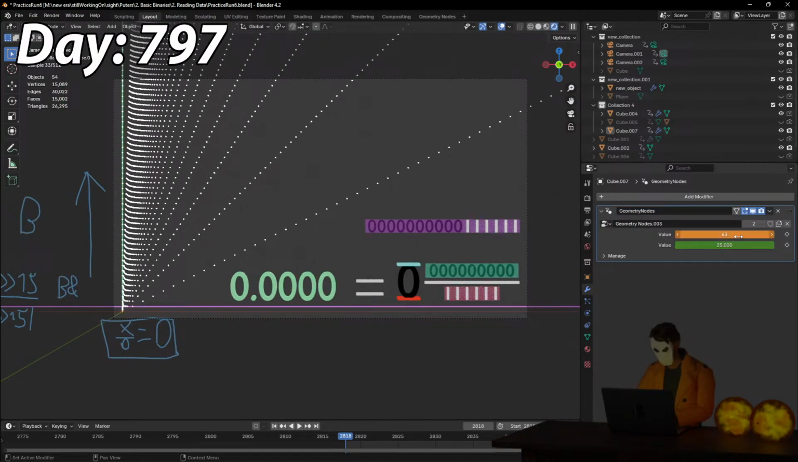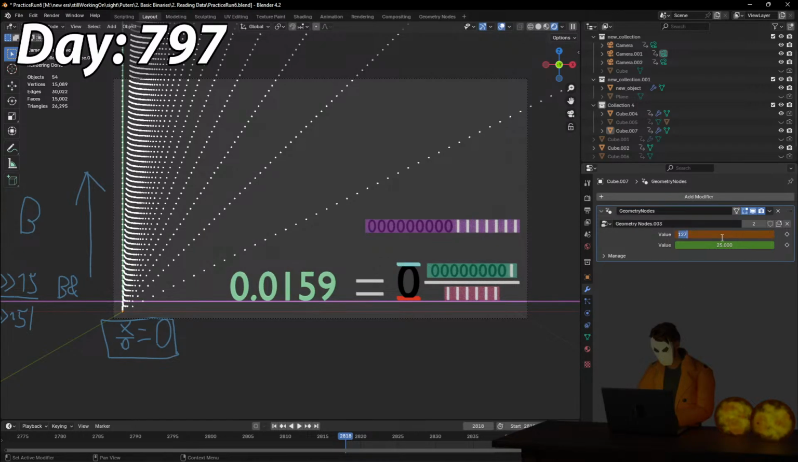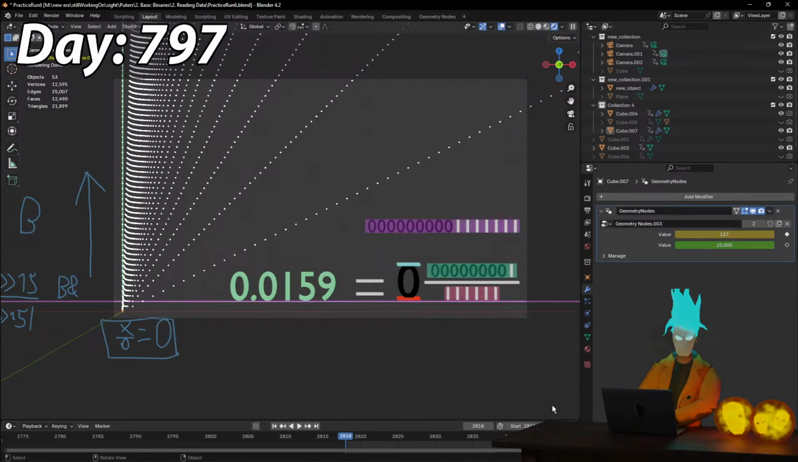63. That's where we begin. No, the 1. Which means plus 64. There we go.